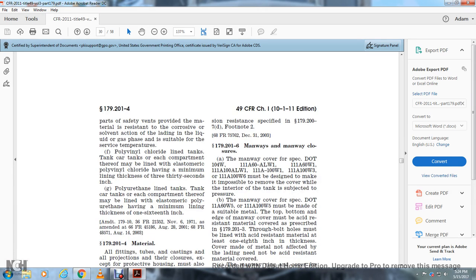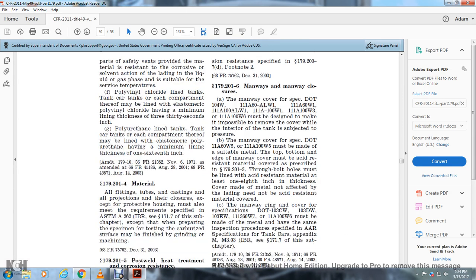Polyvinyl chloride lined tank car tanks: each compartment thereof may be lined with elastomeric polyvinyl chloride having a minimum lining thickness of 1/8 inch. Polyurethane lined tank car tanks: each compartment thereof may be lined with elastomeric polyurethane having a minimum lining thickness of 1/16 of an inch.